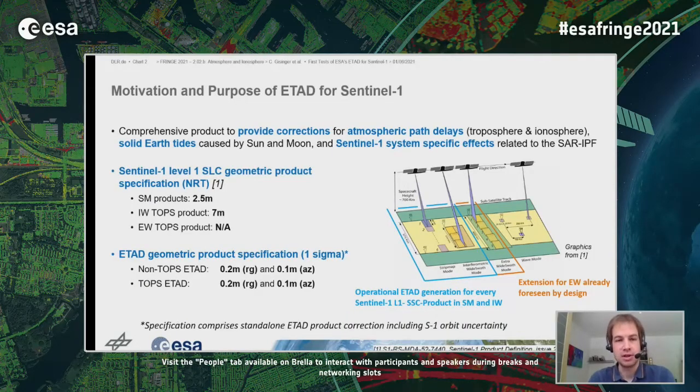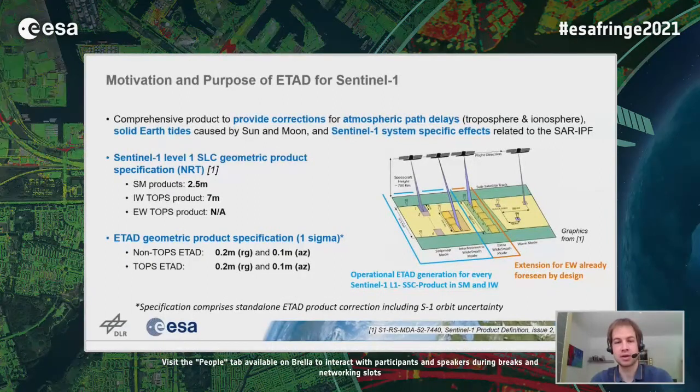Okay, quickly on the motivation. The basic idea behind this product is that you see here the geometric product specification from Sentinel-1, which is on the order of a few meters, which is very good for classical SAR imagery. But we all know from research in previous years that we can go much deeper into the subpixel level and even to the centimetric level. The idea of this product is to make this as easy as possible for the user without compromising quality. So we want to provide corrections for all these atmospheric disturbances, for tidal effects, and also for some effects specifically related to Sentinel-1.